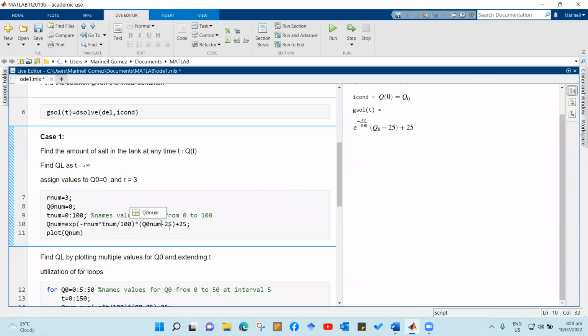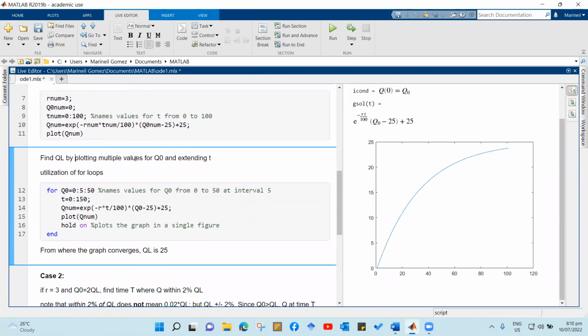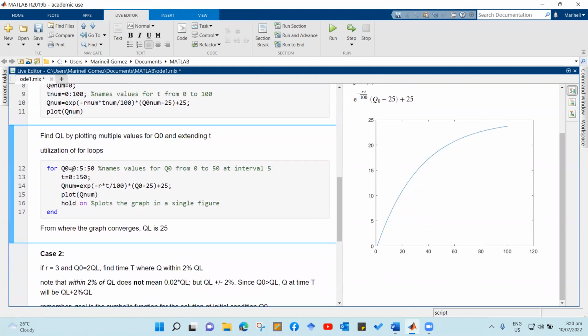So that's numerical. Okay, and then plot Q num. Let me run this section. Okay, so we now have this equation. It actually plateaus near 25. So let's see, since we want it as T approaches infinity, let's extend QO.